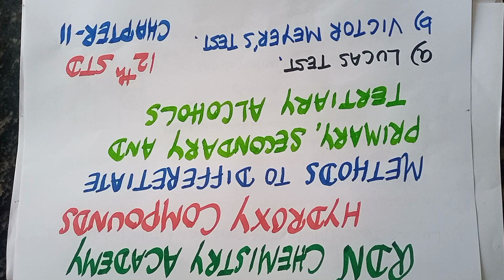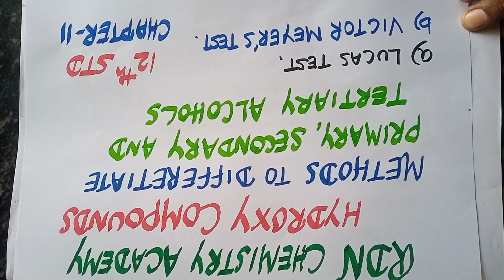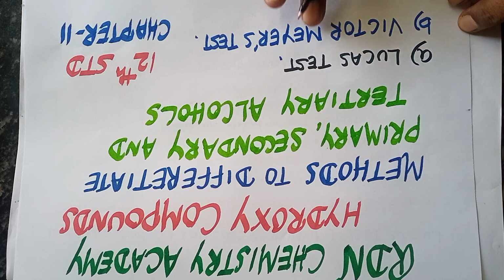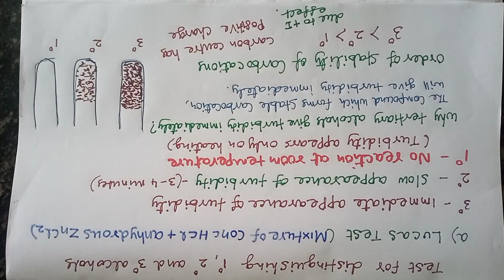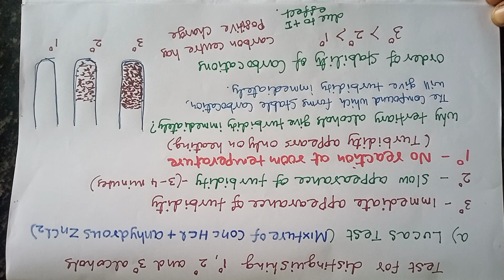Good morning, student. Today we are going to discuss methods to differentiate primary, secondary and tertiary alcohols. There are two methods for distinction of primary, secondary and tertiary alcohol. One is the Lucas test, another one is the Victor Meyer test. Now let us discuss the Lucas test. Using the Lucas test, we can identify whether the given alcohol is primary, secondary or tertiary.